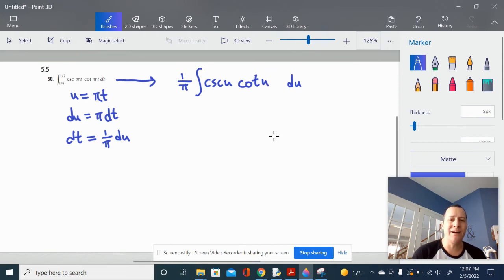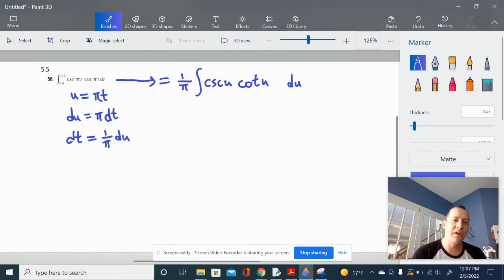Although I do want to say my work is a little bit wimpy so far. I've just got an arrow here and it's not really the best use of the arrow. I'd like to preserve equality. I was going to put an arrow and then say kind of equals, but as written, these two things are not equal. This is a definite integral and this is an indefinite integral.